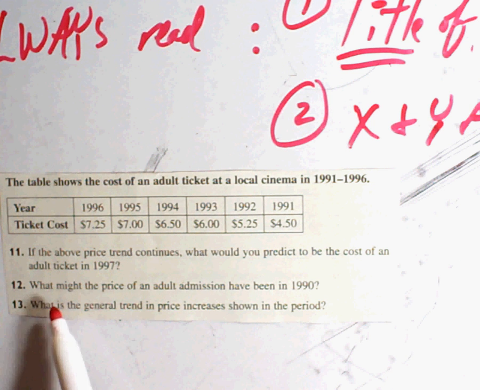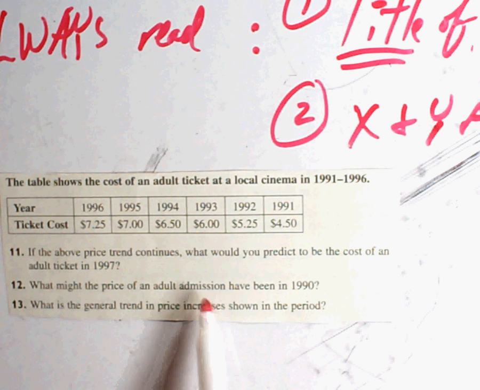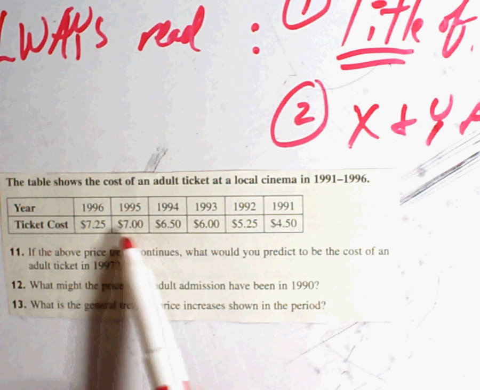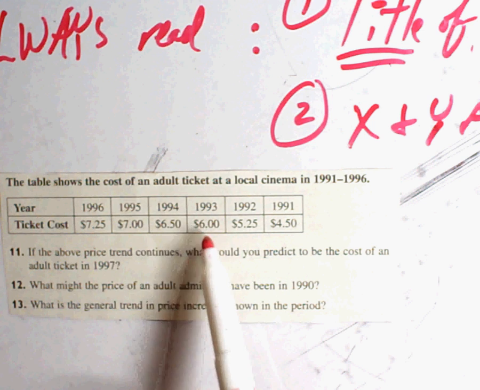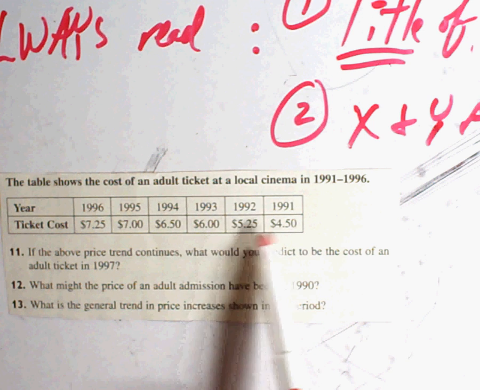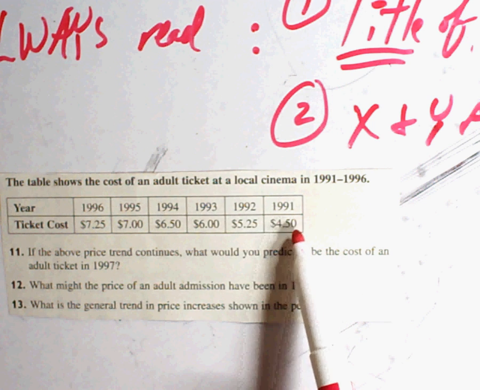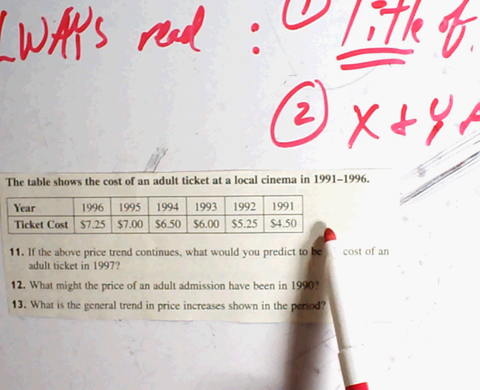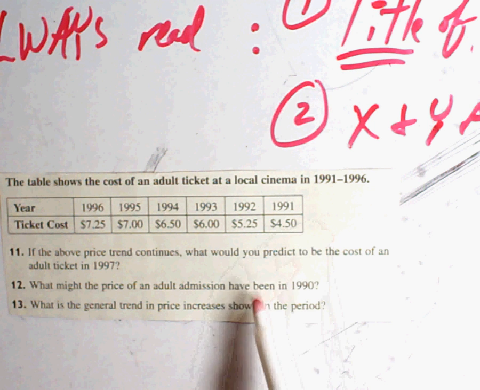Second, what might the price of an adult admission ticket have been in 1990? Well, if I look in the other direction, that was losing 50 cents, losing 50 cents, losing 75, losing 75. Well, that might be $1. So I'm going to look at the answers they give me and look for something around 350 or slightly higher. I can make a deduction based on what they gave me.